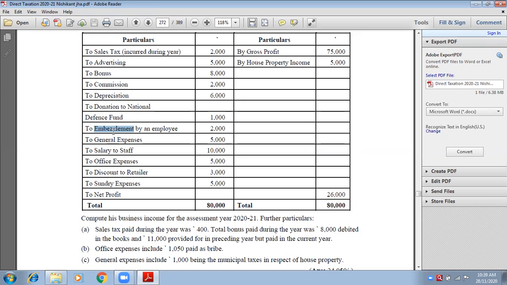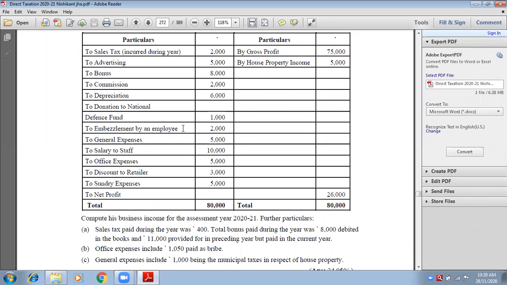When an employee takes away the cash, I mean steals the cash. He is stealing the cash. When he takes away and steals the cash, that is known as embezzlement. चोरी करना. वो चोरी करके लेके गया. When an employee steals away the cash, it is known as embezzlement.